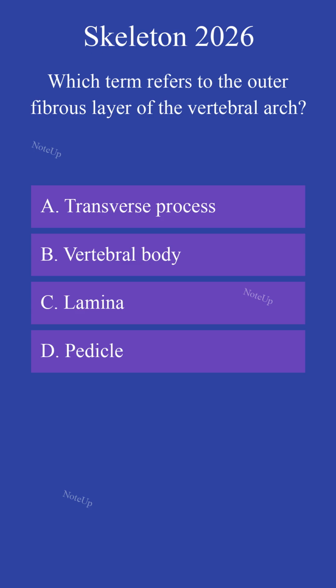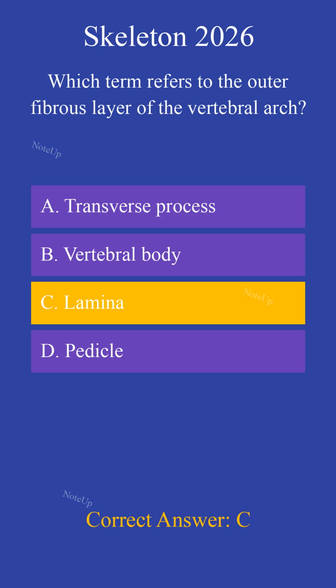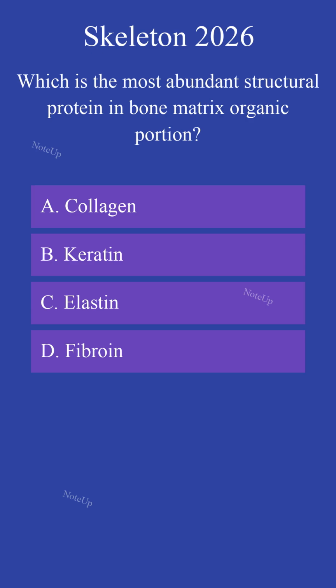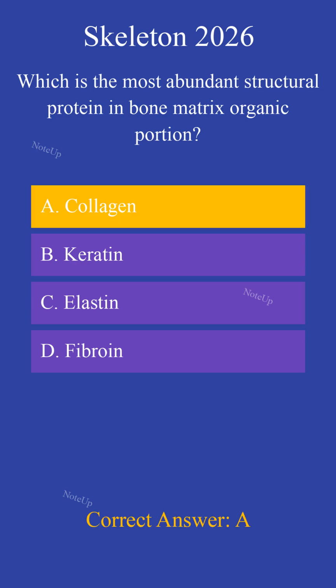Which term refers to the outer fibrous layer of the vertebral arch? The correct answer is C, lamina. Which is the most abundant structural protein in bone matrix organic portion? The correct answer is A, collagen.